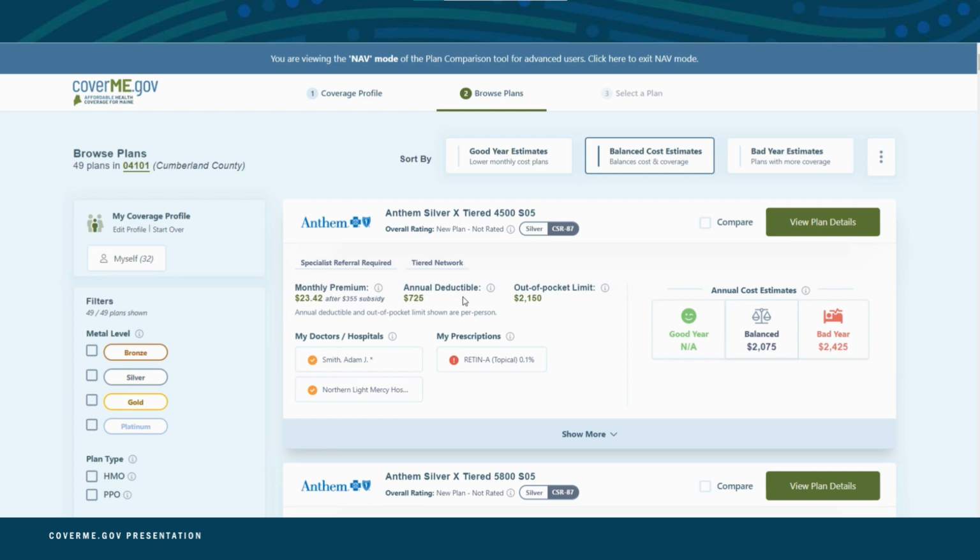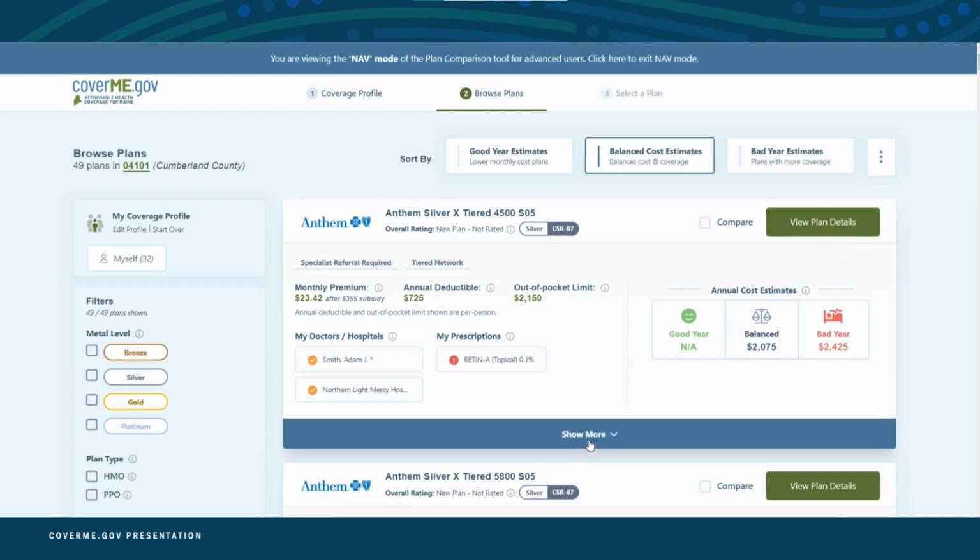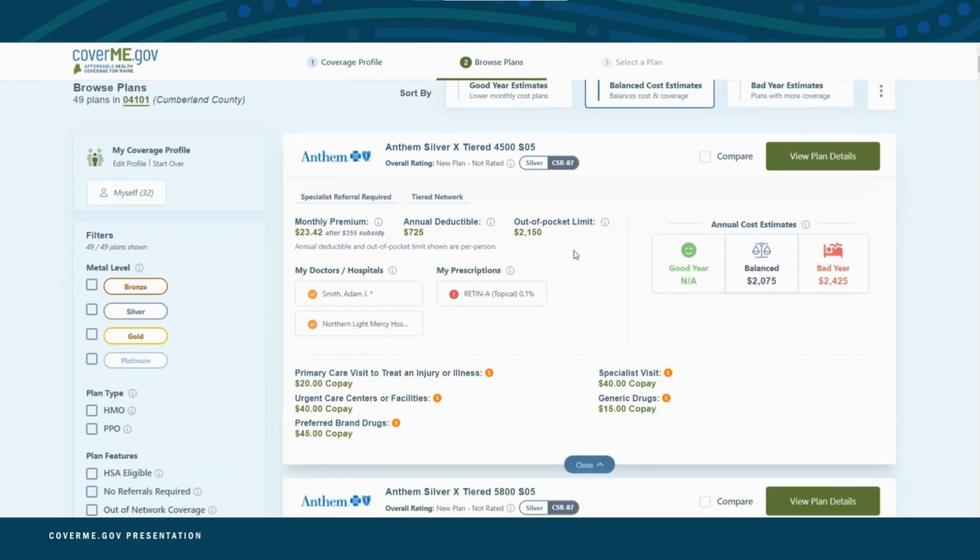Additionally, some services, such as preventative care, may be covered before a consumer meets their deductible. An out-of-pocket limit, or maximum, is the most a consumer has to spend for covered services in a year. After this amount is reached, the insurance company pays 100% for covered services at in-network providers. If a consumer selects Show More for a plan, it will show the cost sharing for that plan based on the type of medical service.